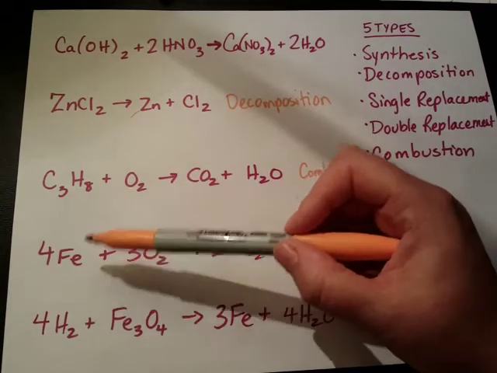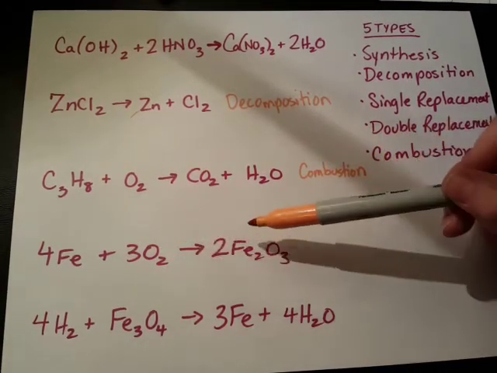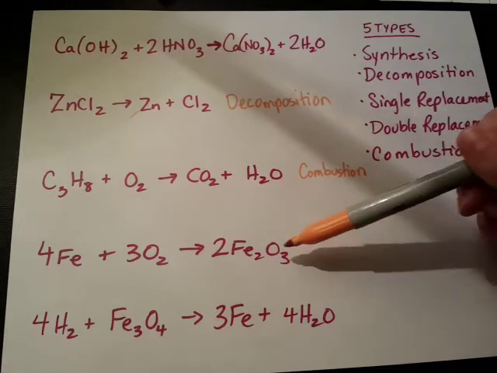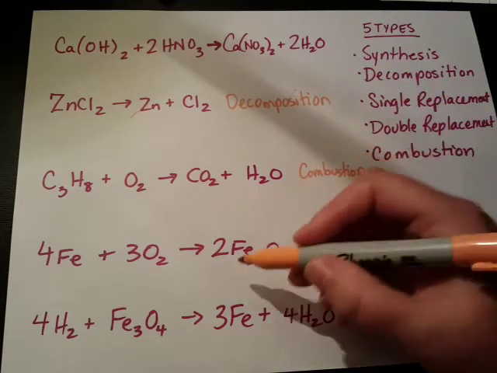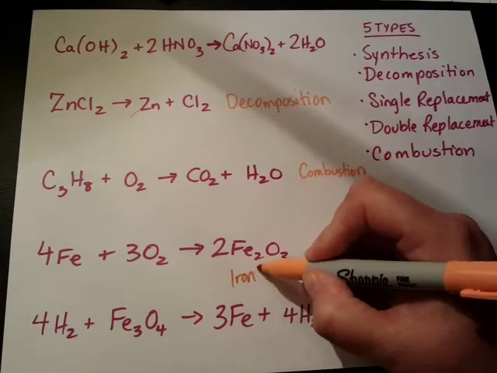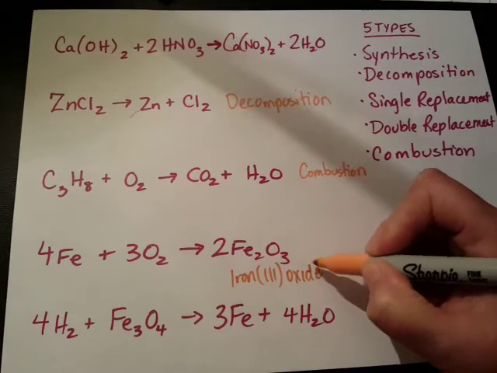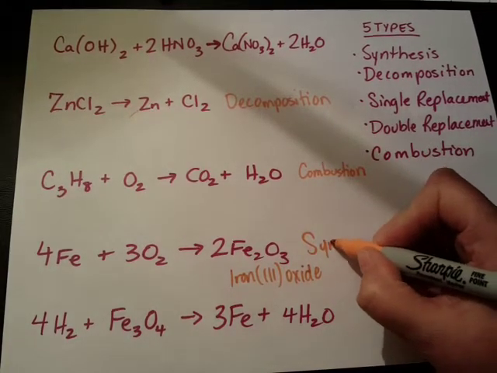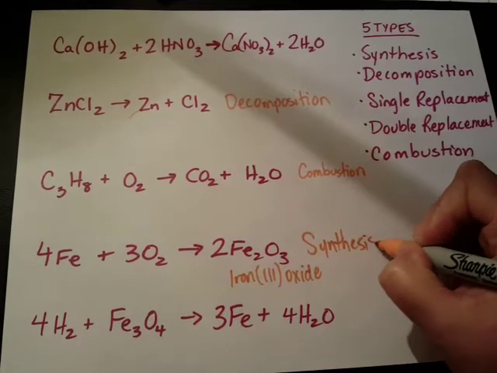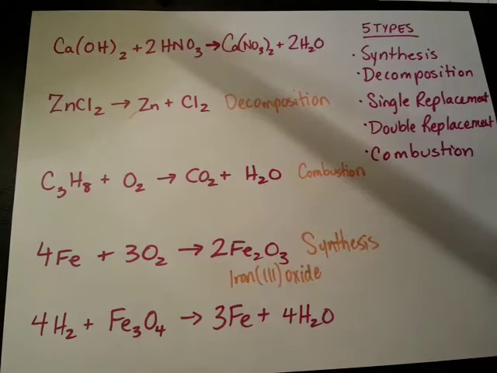So iron reacts with oxygen to form iron 3 oxide. Isn't that interesting? That's iron 3 oxide. But that's for another video. So synthesis: two compounds coming together to form 1 single product.